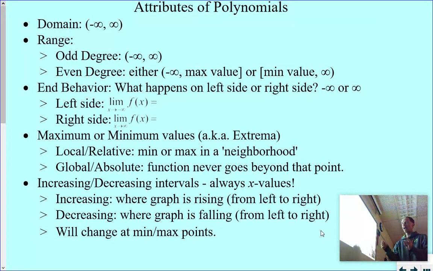So we're going to look at a couple graphs here today, because these questions are really based on figuring out these different attributes by looking at a graph, right? And there are some patterns that can come up once you talk about knowing the degree and coefficient, stuff like that, but it's really just identifying these different characteristics from looking at a graph.